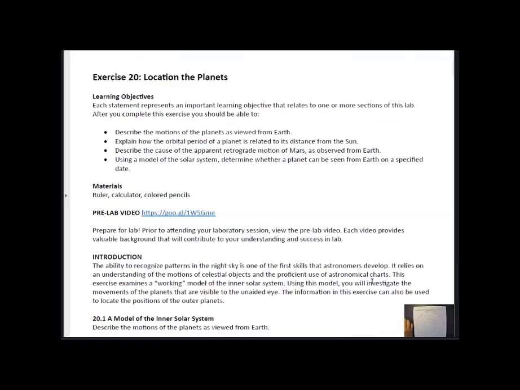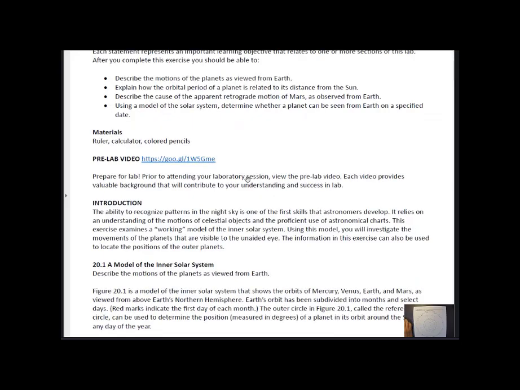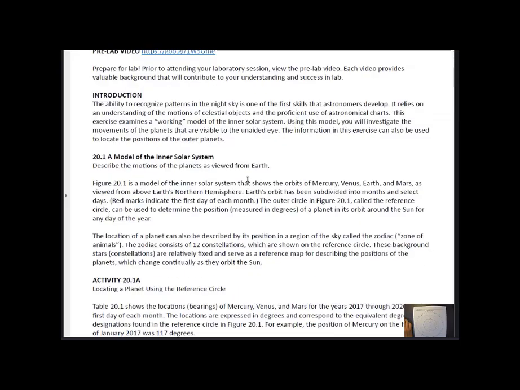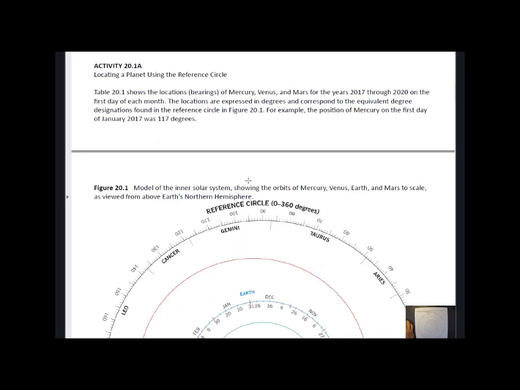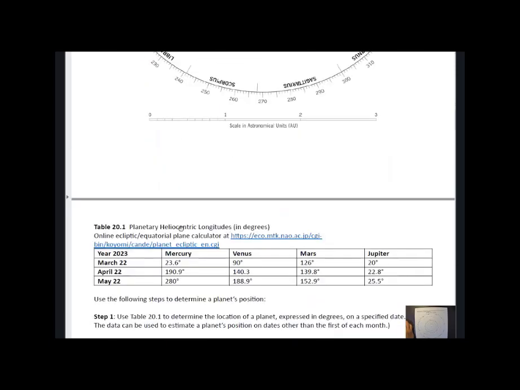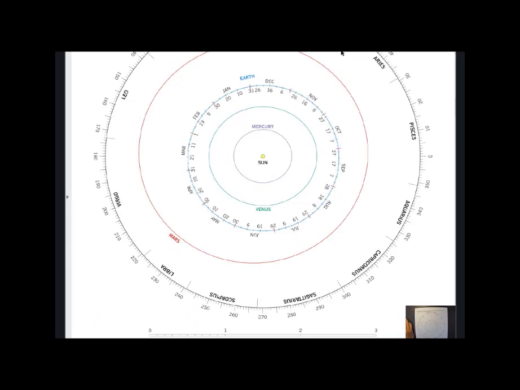Now I want to get back and start on exercise 20, locating the planets. It's pretty straightforward. I want you to read through this and work on it, and I'll show you two parts, not really complicated, but they require a little bit of effort. The first one is plotting data on this figure 20.1 using the reference circle here. They call it planetary heliocentric longitudes, which are basically these degrees that are going to be plotted on this outside circle.